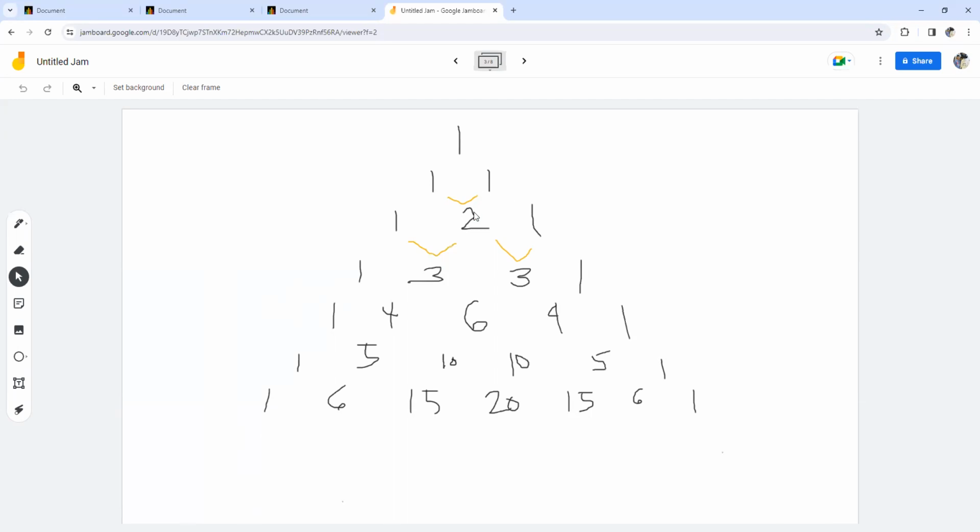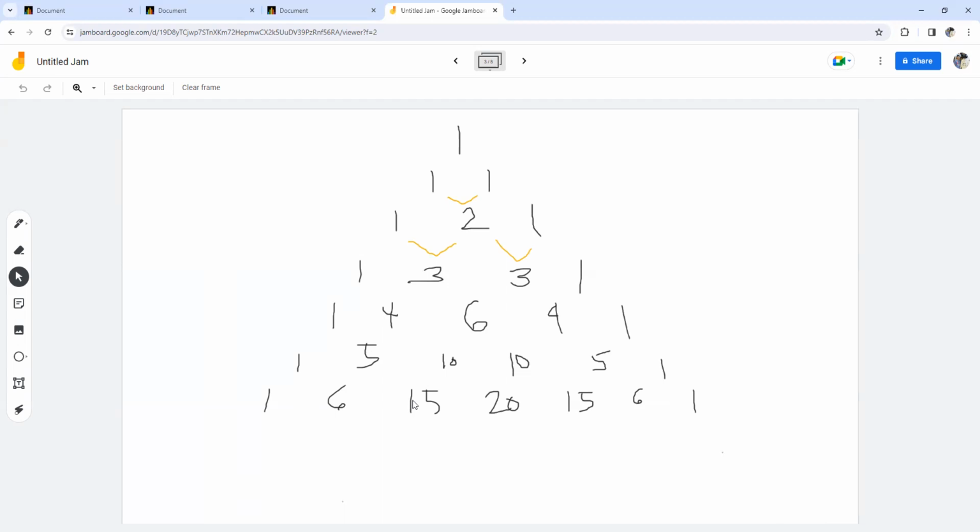So 1 plus 1 is 2. And how about this? 1 plus 2 is 3. 2 plus 1 is 3. And 1 here, because we assume there's a 0 here. 0 plus 1 is 1. And 1 plus 3 is 4. 3 plus 3 is 6. 3 plus 1 is 4. Right? Okay, so I hope you see the pattern.